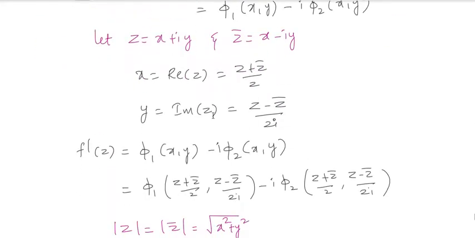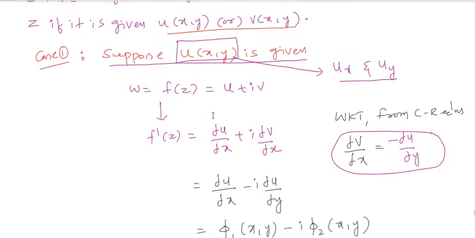Okay. So leave all those things. Suppose they provided you u of x, y. You know the differentiation is ∂u/∂x plus i into ∂v/∂x. But you don't know the value of v, so I cannot get the value of ∂v/∂x.